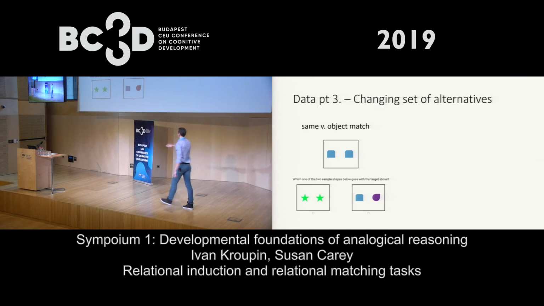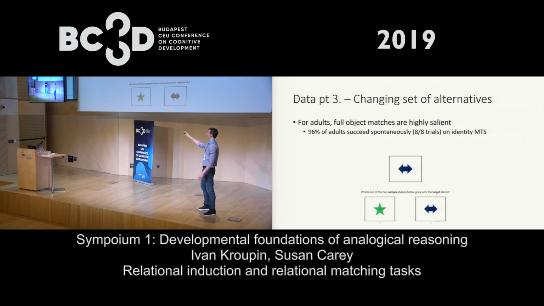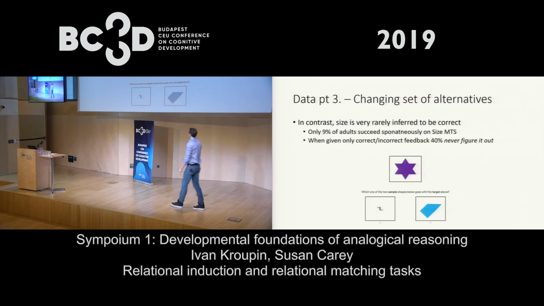So in this ambiguous task that we designed, the options, at least the obvious options, are match on the relation same versus an object match. And the object match here is the object is the same on shape, color, and size. And we know that adults, if we just show them that kind of matches on shape, color, and size, are at ceiling, no problem, everybody's great. In contrast, adults are actually really bad at size match to sample. They're really low rates of spontaneously identifying size as the correct basis of matching, right? So 40% of adults, when given 8 trials of size match to sample with correction, never figure it out.